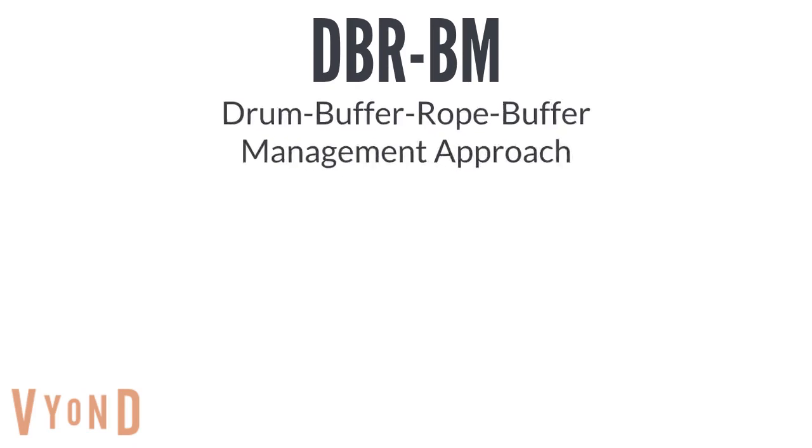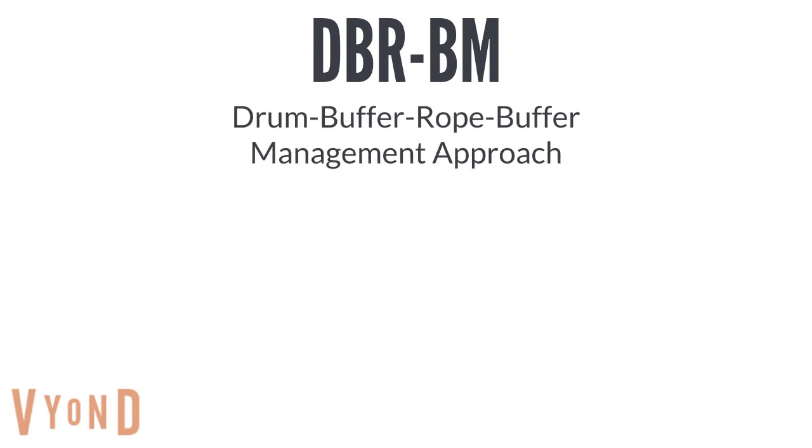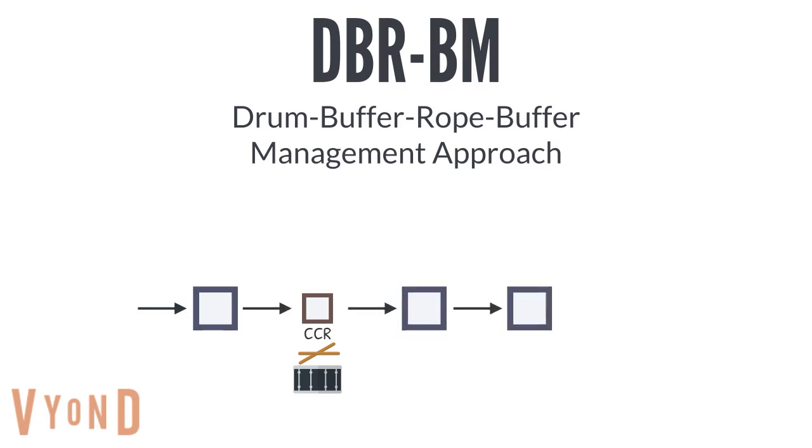TOC achieves the goal by applying buffer management, also known as the drum buffer rope approach, in production management. In a DBR-BM model, the drum is a bottleneck that constrains the entire system's capacity. The available capacity of a critical chain resource decides the maximum material flow, setting the working pace for the whole system. The buffer stock maintained before the bottleneck ensures we can fully utilize the CCR's resources to achieve maximum throughput.